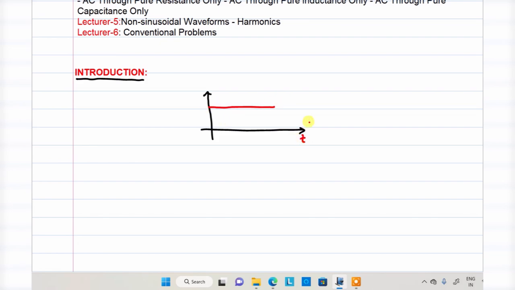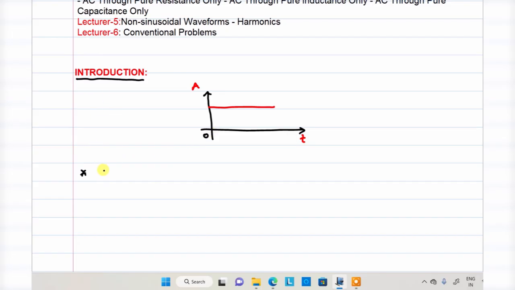This is the time, this is the current, for example. In this particular waveform, the magnitude is positive, and the current flows in one direction only. That means this is a DC supply. I will give a brief introduction about DC, what we discussed in the 7 chapters. Then we move to the AC supply, because once we know the drawback of DC supply, it is easy to understand the advantages of AC supply.